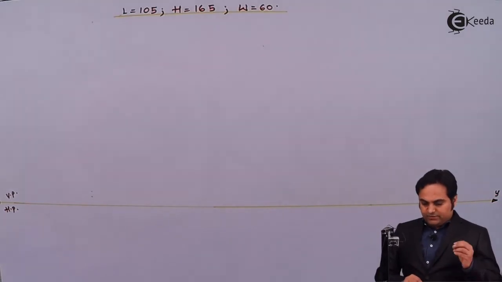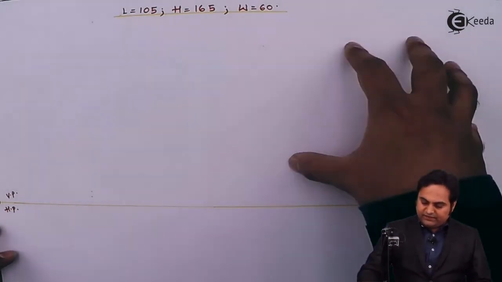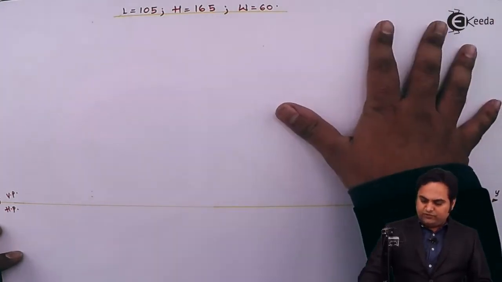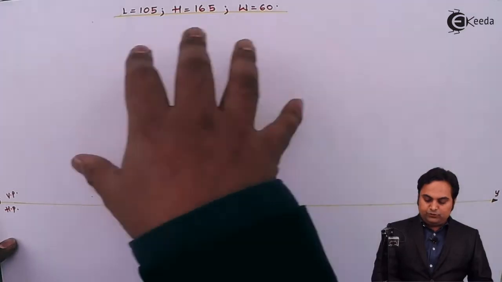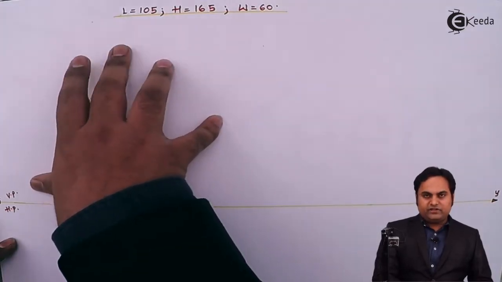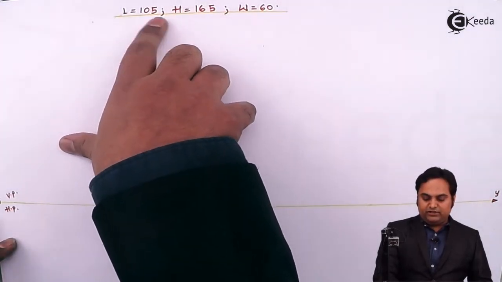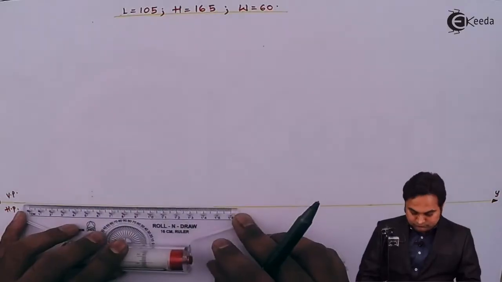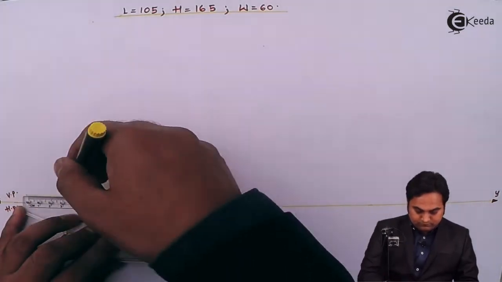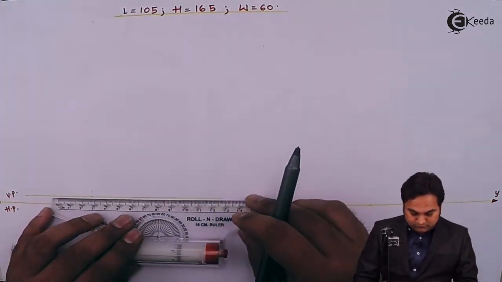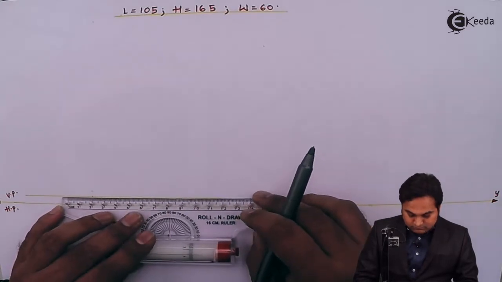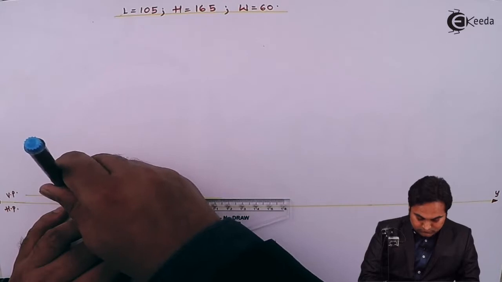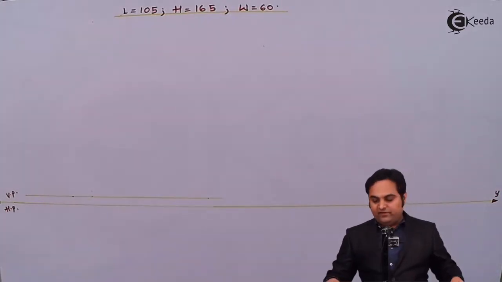In that case, the side view will be in VP, that is on the right hand side here, and as the front view and side view are adjacent to each other, if the side view is on the right side, the front view should be on the left hand side. So in the front view, as the length and height are visible, I'll draw a rectangle of length 105 and height 165 over here. So the length is 105 mm.